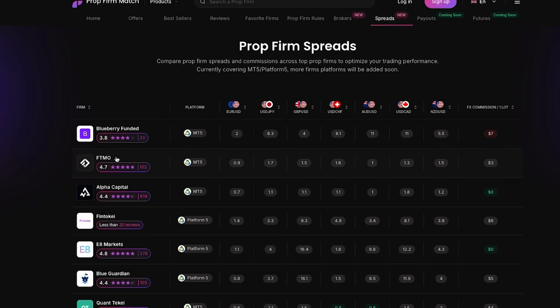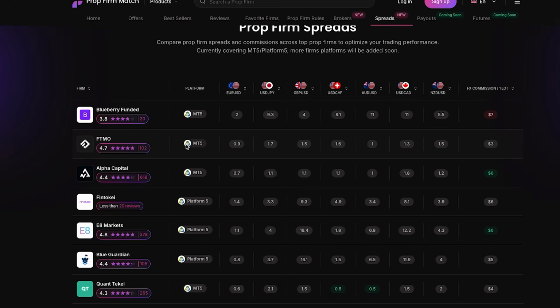However, we're going to be focusing on FTMO. You can see here that the platform used to measure these spreads is MetaTrader 5, and you can see for EURUSD you have 0.9 pips, 1.7 for USD JPY, 1.5 for GBP USD, 1.6 for USD CHF, AUD/USD is 1 pip, USD CAD is 1.3, and NZD USD is 1.5. And like we mentioned earlier, it's $3 per lot. So just some information to help you get a better understanding as to, again, how funding works with FTMO.